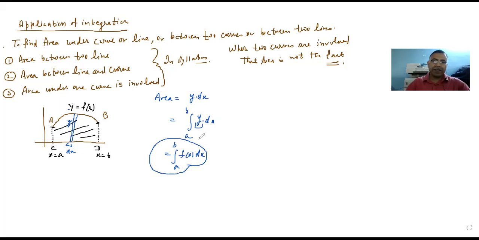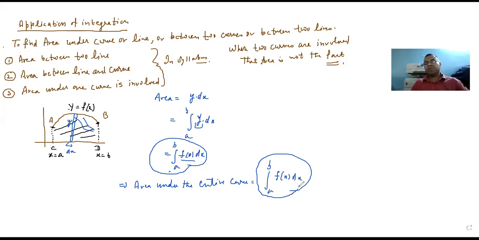Clear? f(x) is the equation of the curve. A is the lower limit. B is the upper limit. When it will be integrated under the limits A and B, we will get the area under the entire curve. So which implies area under the entire curve is integral from A to B. Please note it down and let me know after noting down.